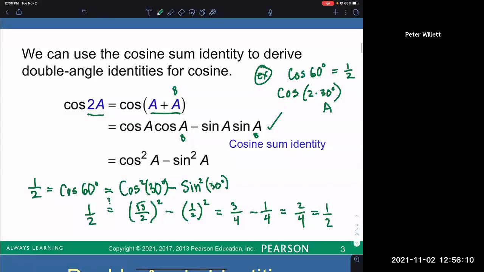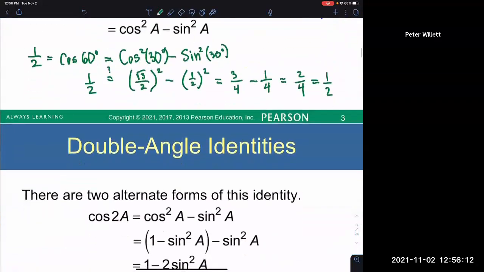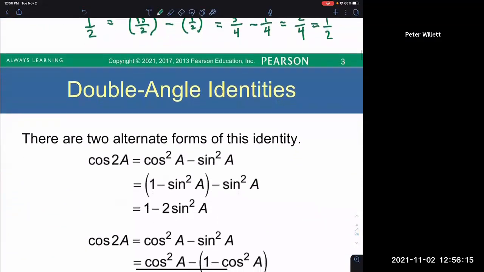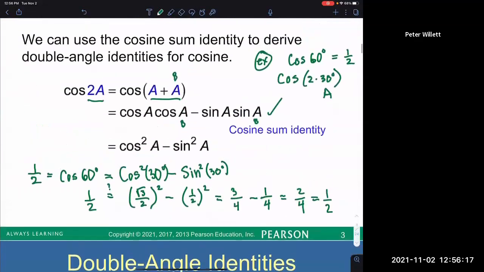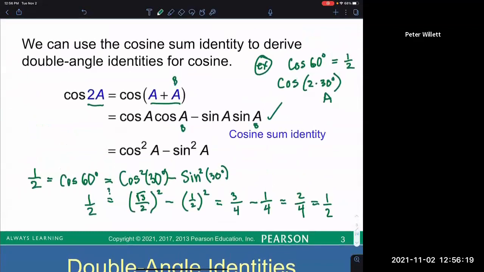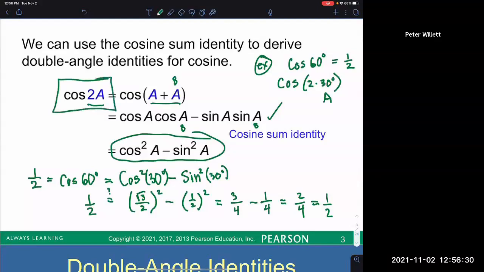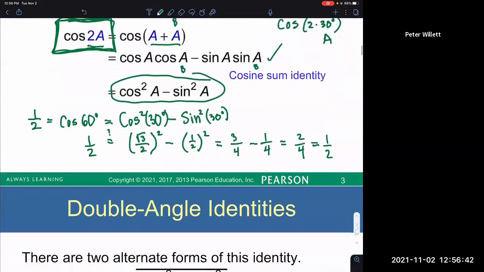So let's see what they want to do with this. Oh, no, they're going to go over here to different ways to format that. So when we have this result here, because of other identities we have, it could be rewritten a couple of different ways. So we're going to get a couple different answers for cosine of 2a. This is one answer, and then we're going to see a couple different ways we could format how cosine of 2a, this double angle, could be calculated.